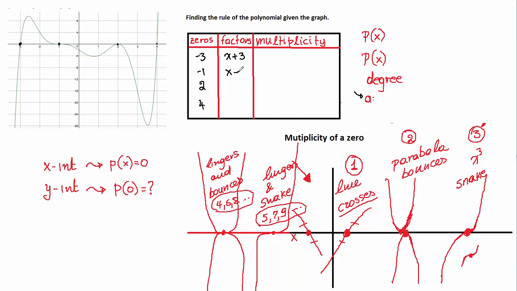X plus 1 is the factor for the -1. X minus 2 is the factor for number 2. And x minus 4 is the factor for x equals 4. Now that we have identified the factors, we can also write them down in our polynomial. Definitely this will be part of the polynomial, especially if we factor this polynomial out.